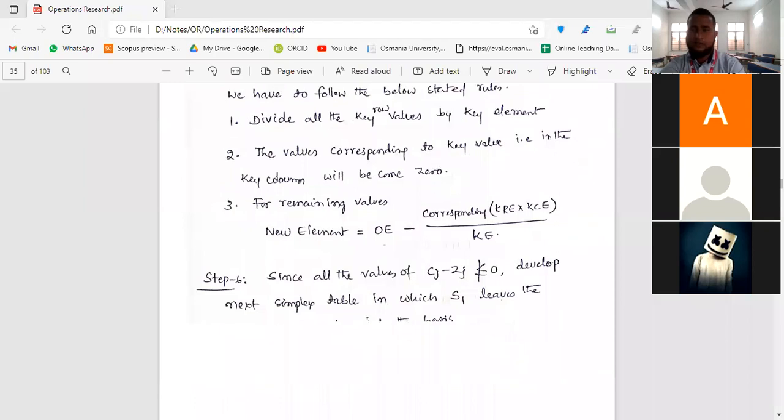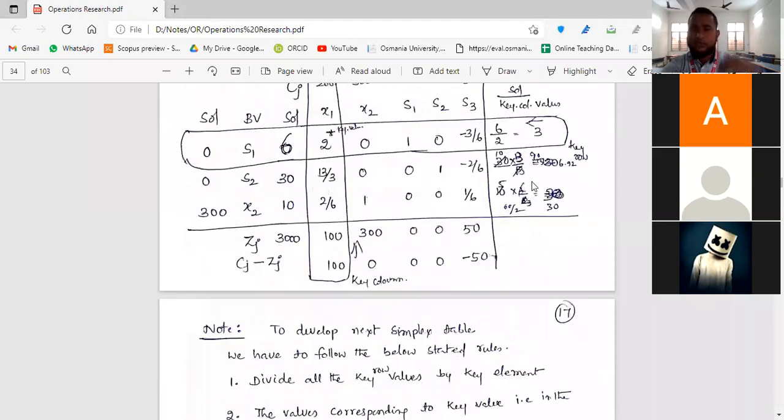Likewise, you have to calculate all the values. Please do calculate, then you will understand. You can check it; these notes I have already shared with you. We will continue from this table in the next class. Please attend the classes regularly, then you will understand. Okay? Thank you. Thank you, sir.